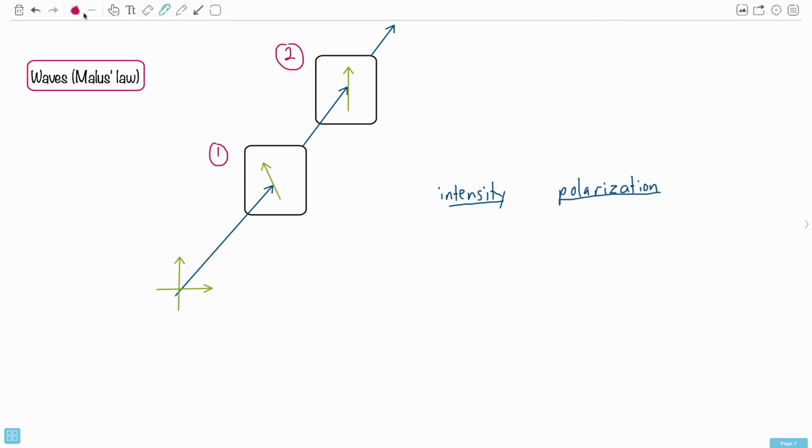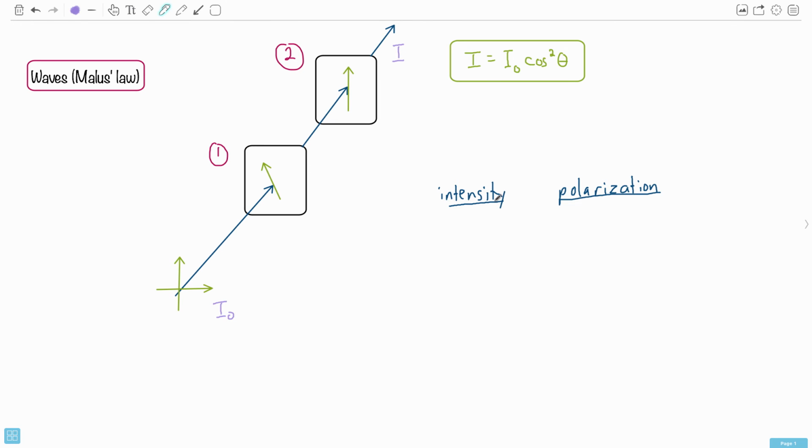We have an equation that governs this, in case you ever need to mathematically quantify it. It says I equals I zero cos squared theta. This is what Malus's law is. It says that the initial intensity of the light coming in, we'll call that I zero. That's the initial intensity. And I is the intensity that leaves, the intensity that goes out, exiting this.